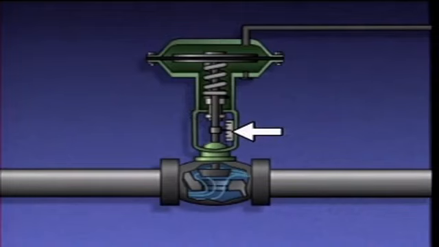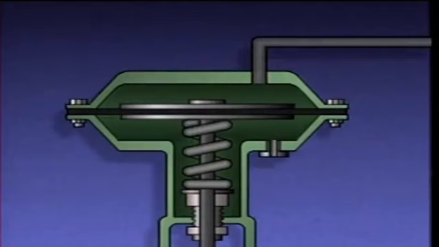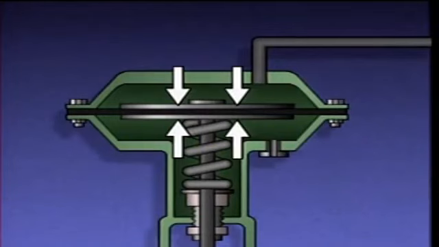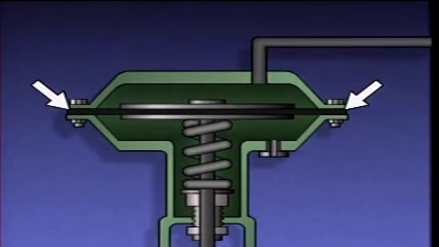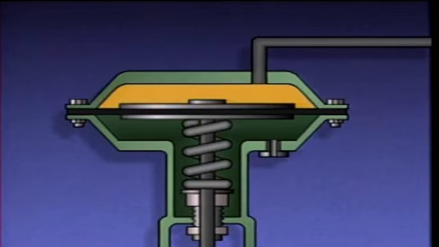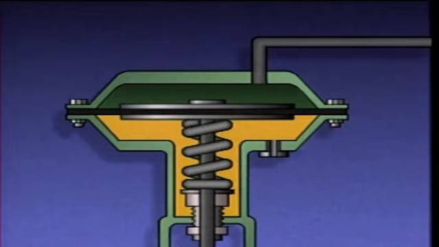The indicator shows the position of the valve. The center of the diaphragm is supported by metal plates, and the outer edge is sandwiched between the rims of the upper and lower halves of the casing to form an airtight seal. This arrangement divides the casing into two chambers, an upper chamber and a lower chamber.